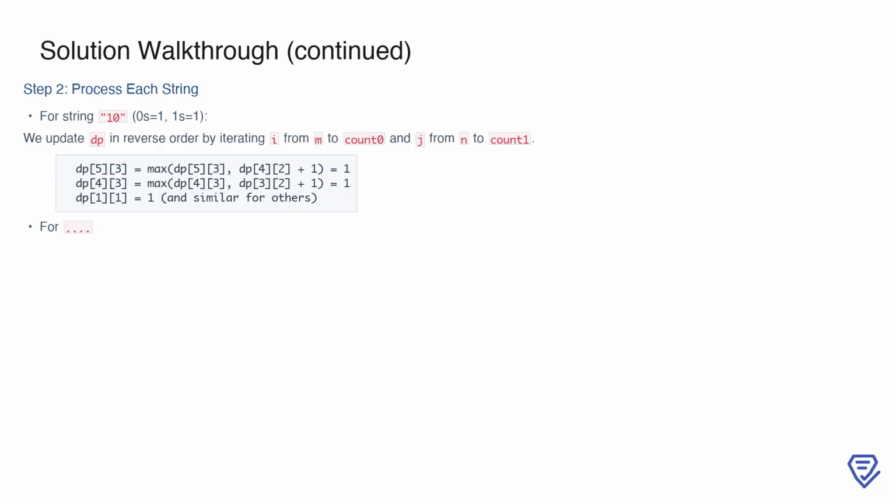For instance, when processing 10, we calculate values such as dp[5][3] equals max(dp[5][3], dp[4][2] plus 1), resulting in an updated value of 1. Similarly, we update dp[4][3], dp[3][2], and even dp[1][1], along with other relevant entries. Each of these updates reflects the inclusion of the string 10 in the subset, increasing the maximum subset size while adhering to the constraints. This process is repeated for every string in the input list, systematically building up the DP table to ultimately determine the largest possible subset size that meets the given criteria.